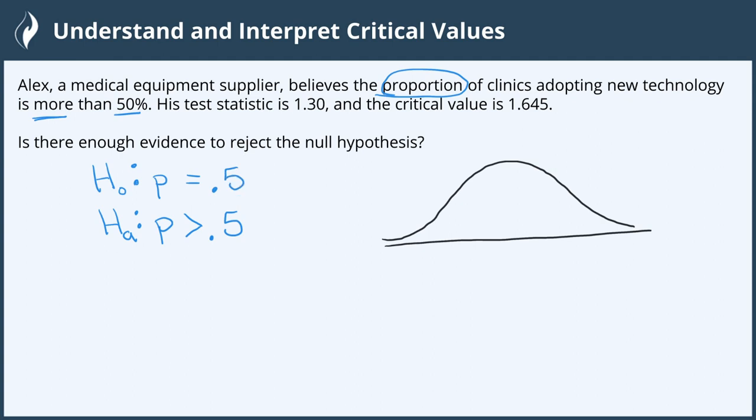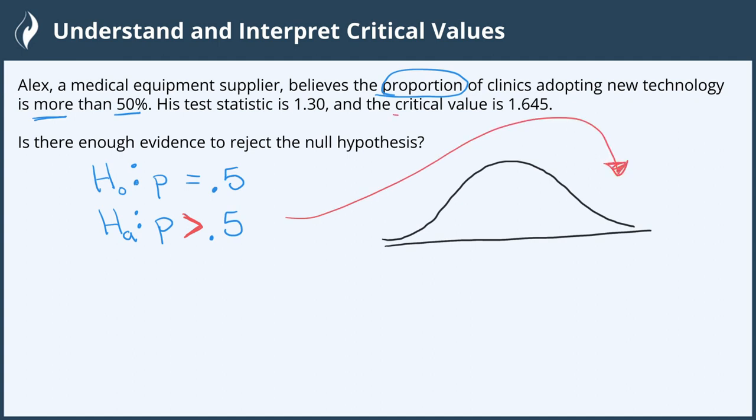Now we can see that this is pointing in the direction of the tail that we need to go to. So it points to the right. You can also think of it because greater than falls to the right as well, because it's a larger number. So we are looking at a right-tailed test. So we're looking over here.